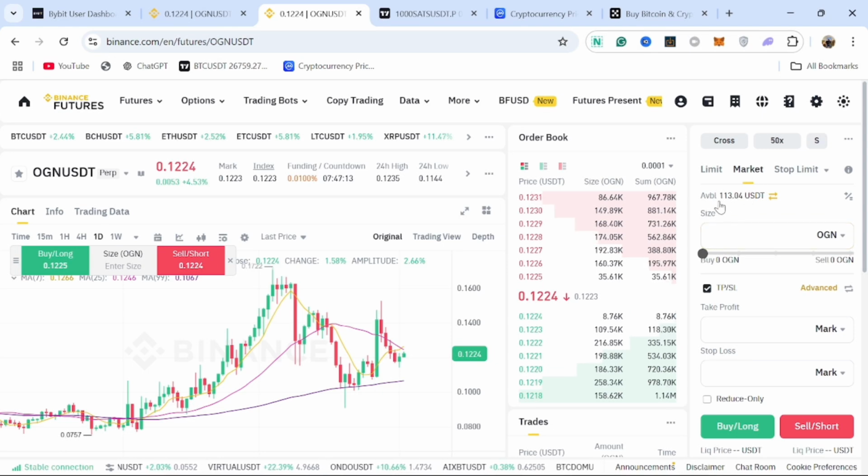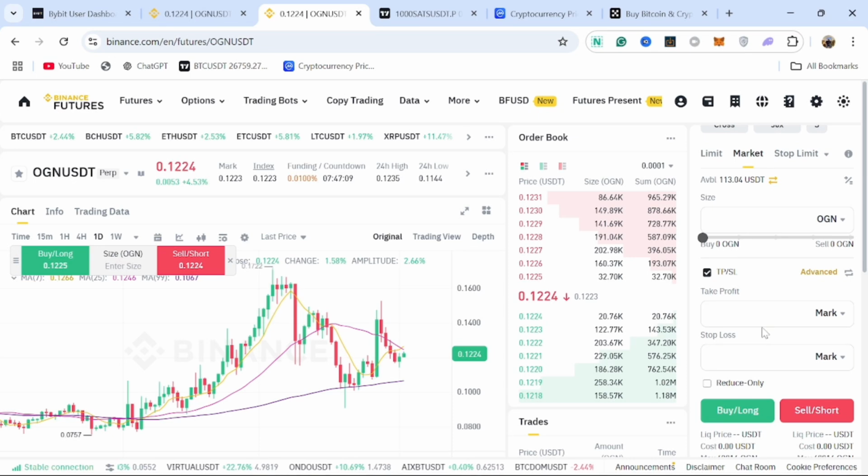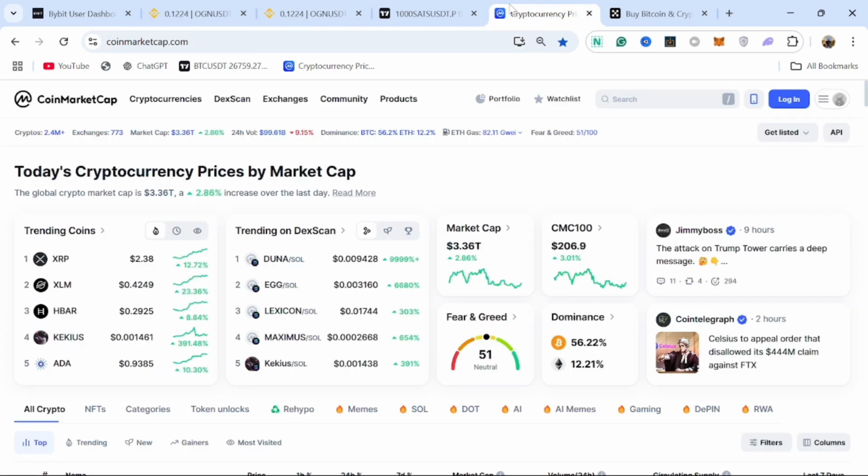So let's see, right now we have $100 in our account and we want to take a trade. What we first need to do is select a coin. And how do you select a coin? There is a website to do that. That's where we go for coin selection. So we go to a website called CoinMarketCap.